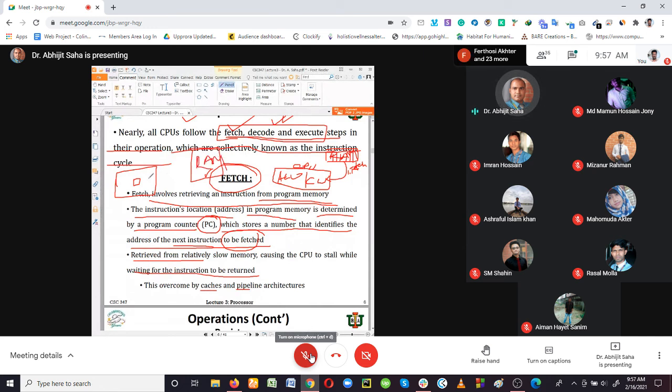You are fetching from where? You are fetching from the RAM. The control unit of the single core processor is going to retrieve the instructions from the RAM. So it is telling that when you are retrieving the instruction from relatively slow memory, it causes the CPU to stall or stand while waiting for the instruction to be returned.